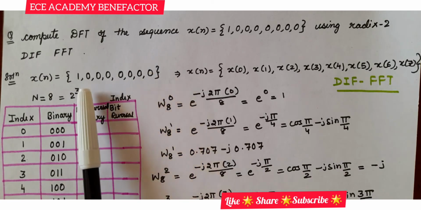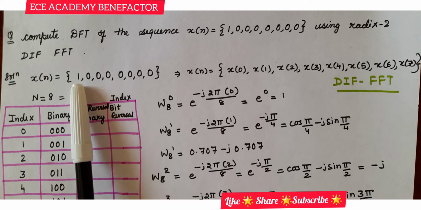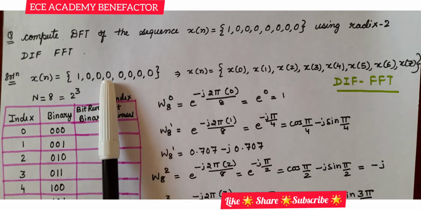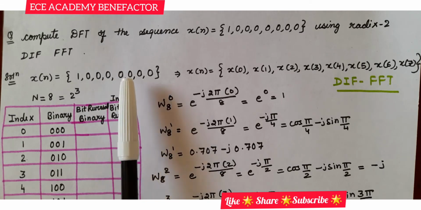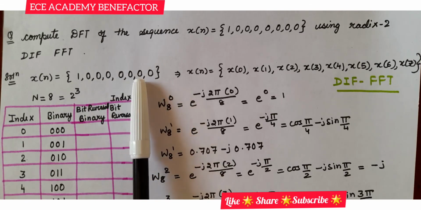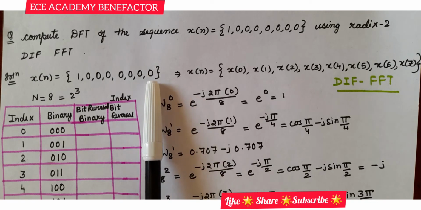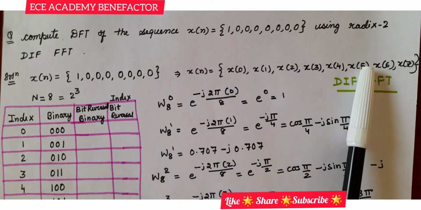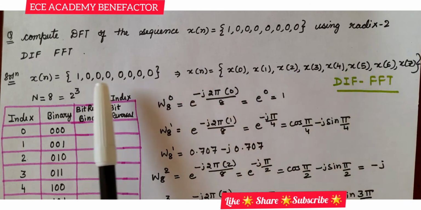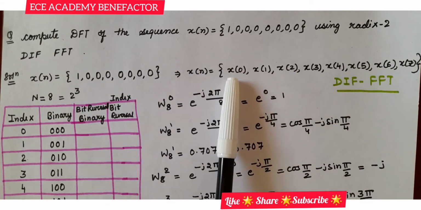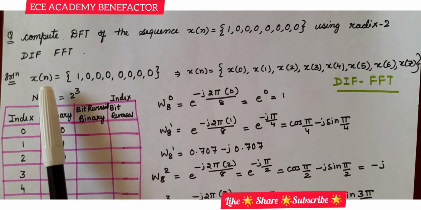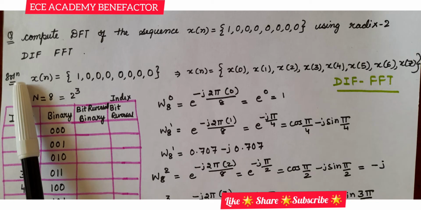So you can represent each sample by x of 0, x of 1, x of 2, x of 3, x of 4, x of 5, x of 6 and x of 7, which I have written here. So we can write the sequence in this form. By this you can easily locate that x of 0 value is 1. So the first step is to write the given sequence.